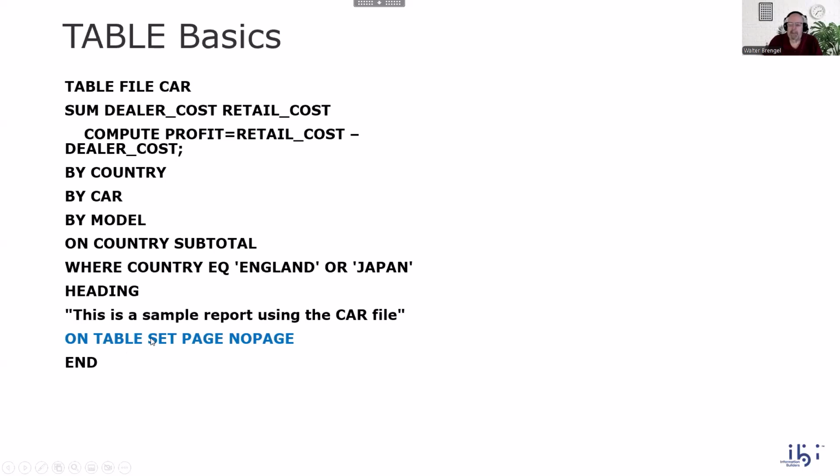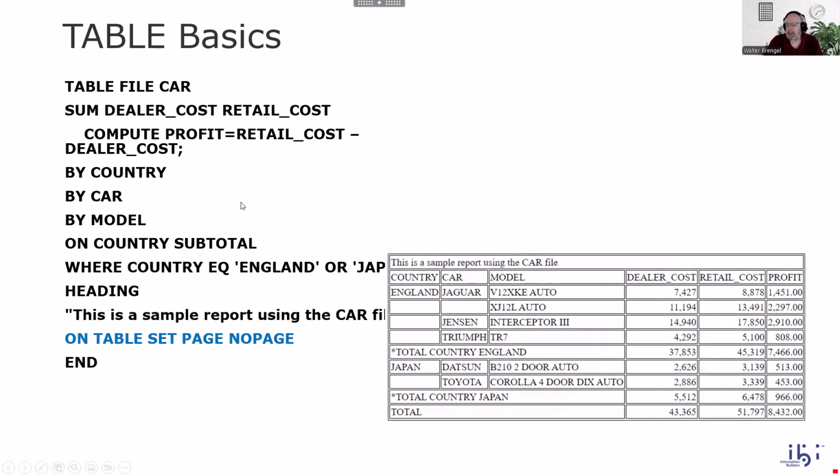So an on table set sets a flag that's only good for the table request. Where we have other settings where you might do a set, let's say auto table F equals on or off, that you do outside of the table, that's good for the whole session. But an on table set is only good for that particular table request. So now we have it and that page number is gone.